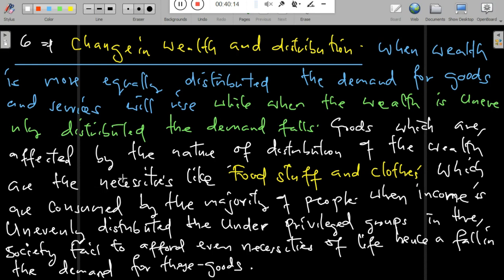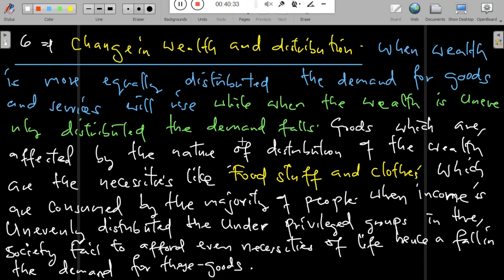So if the wealth is equally distributed, the demand for goods and services will rise. While when the wealth is unevenly distributed, the demand falls. This means that if there is corruption, the national cake is not divided equally in the particular country. This means that there will be a very big gap between those who have not and those who have. So this means that even the circulation of income would be low. So if few people benefit, it means that few people consume, but if many people benefit, it means that many people consume, being able to meet spending on particular commodities and services.